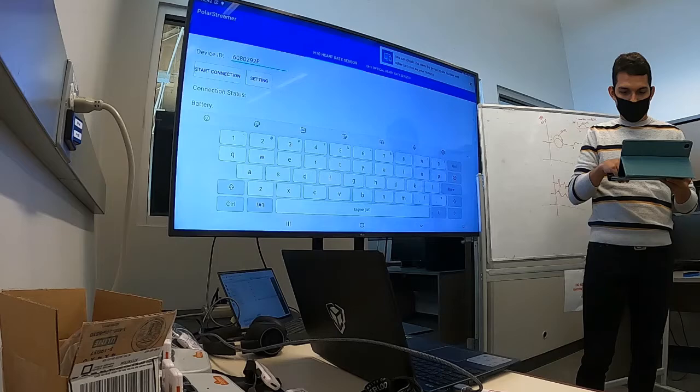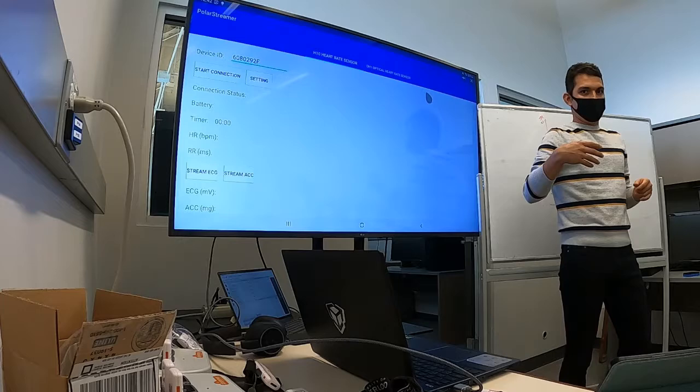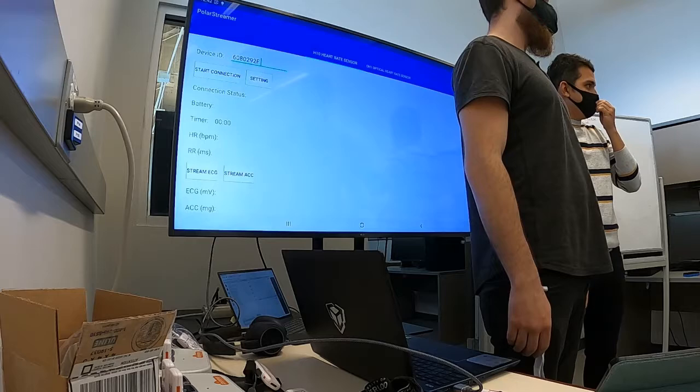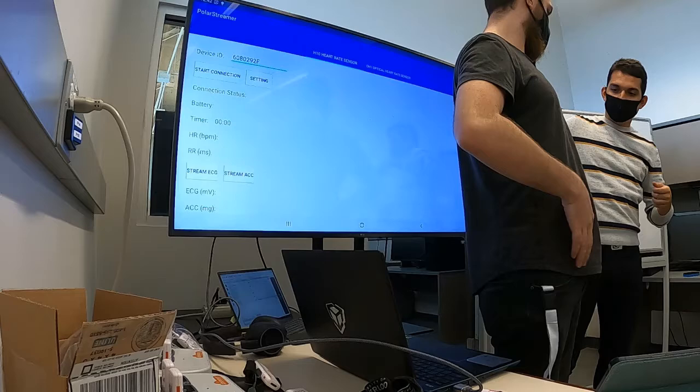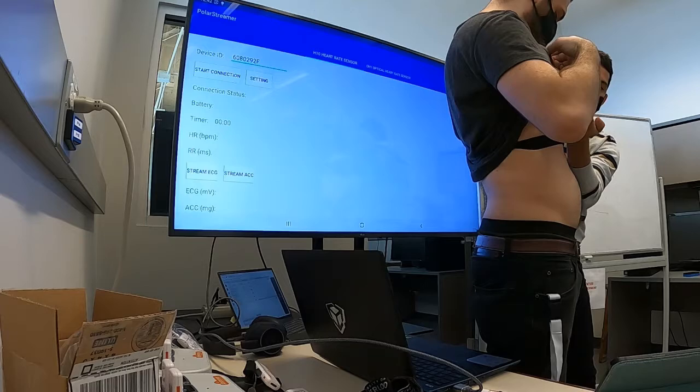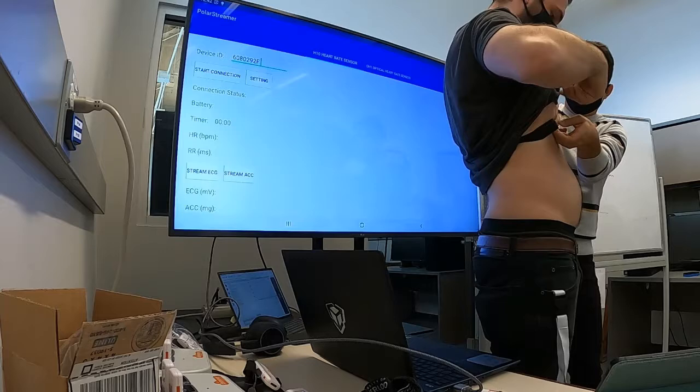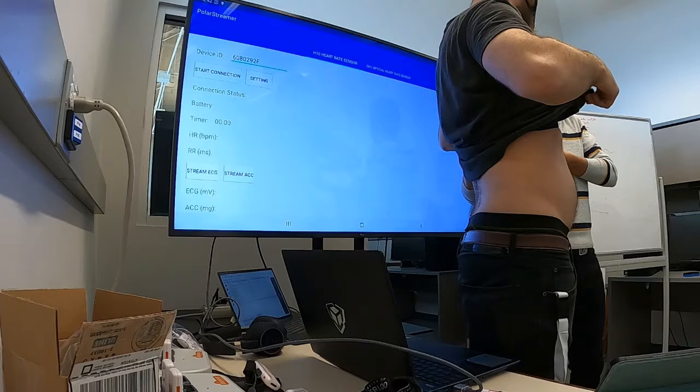Okay, Steve, can you come here? It's always good, if you plan to use this sensor, that you actually show people where to put it. Can you bring the t-shirt up? What they normally recommend is putting this device right at the level of the ribs. If the person is a female, you ask them to put it under the breast. Bring it up a bit.